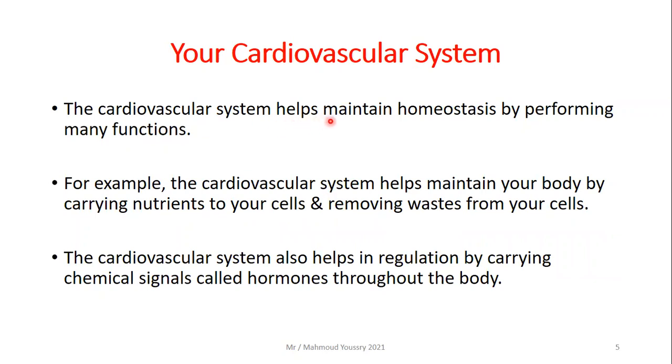The cardiovascular system helps maintain homeostasis by performing many functions. Do you remember, maintaining a stable internal environment of the body? For example, the cardiovascular system helps maintain your body by carrying nutrients to your cells and removing wastes from your cells. It also helps in regulation by carrying chemical signals called hormones throughout your body. So these are two ways the cardiovascular system maintains homeostasis.